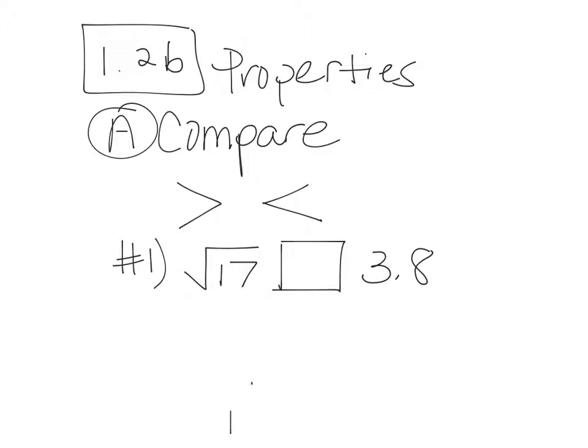But rad 17, I know that number is bigger than what? 4. How'd you get that? Because the square root of 16 is 4. So the square root of 17 would be bigger than 4, isn't that cool as you just think about it? So rad 17 is bigger than 4, and 4 is bigger than 3.8. So we're going to do our little alligator that way. So rad 17 is greater than 3.8. You're going to have something like that on your next quiz. I know, you're so stoked about it.